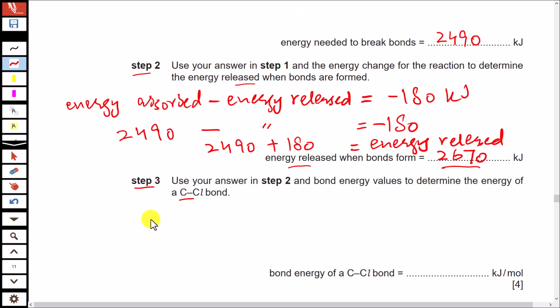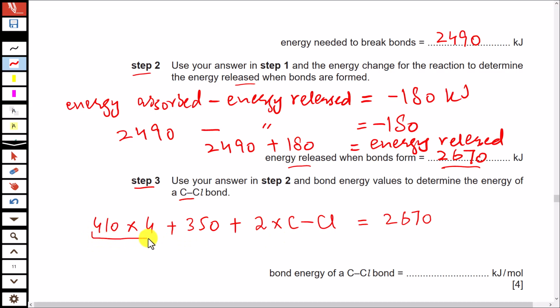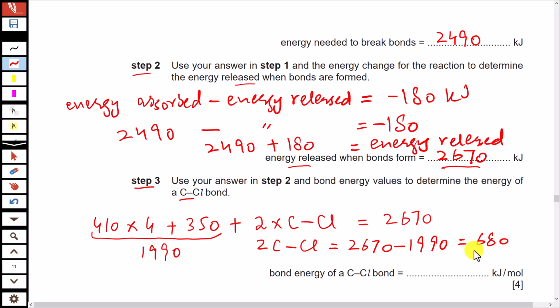So for 4 carbon to hydrogen bonds, 410, multiply it by 4. For 1 carbon to carbon bond, the energy is 350, and there are 2 carbon to chlorine bonds. We have no idea about the energy for this bond, and the sum of all this should be equal to 2670. That is the energy released in this reaction. Now solve this. This equals 1990. So 2 carbon to chlorine is equal to 2670 minus 1990, and that equals 680 kilojoule per mole. This is for 2 carbon to chlorine bonds.